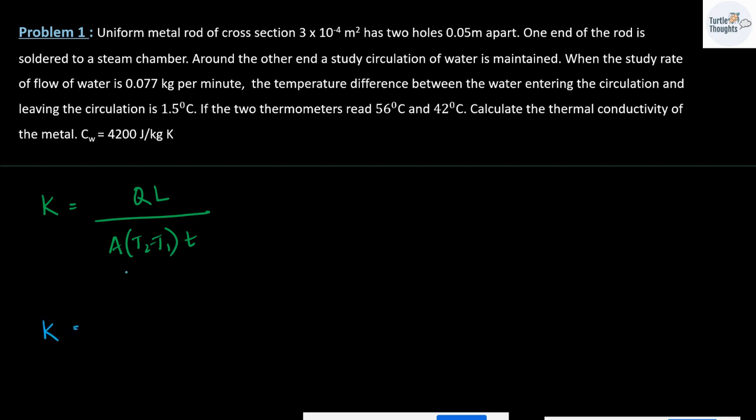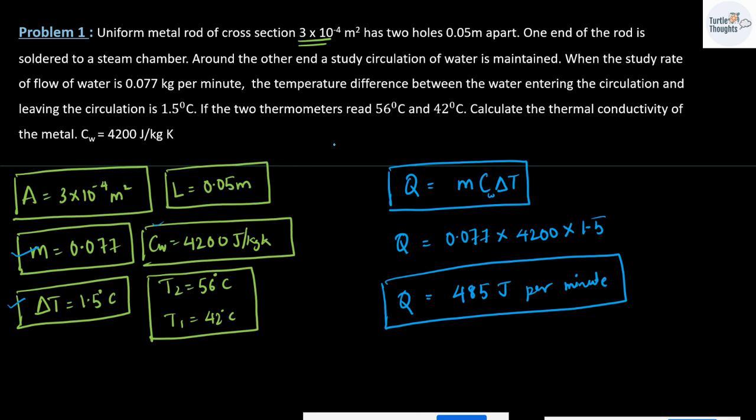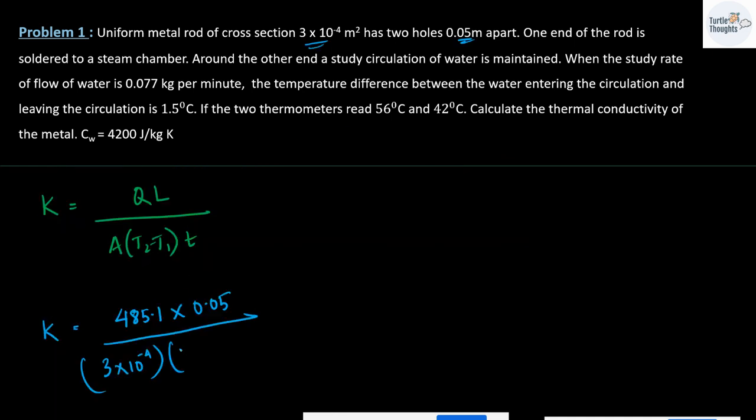K can be written as Q I have got as 485.1 multiplied by L. L is going to be the length, right? 0.05 divided by area is going to be 3 multiplied by 10 raised to the power minus 4 multiplied by T2 minus T1. 56 minus 42. The answer is going to be 14. T2 minus T1 is going to be 14 multiplied by T.